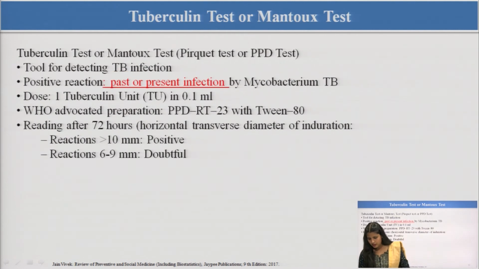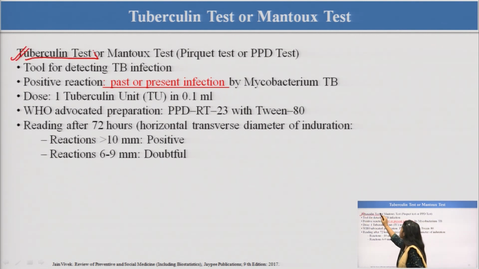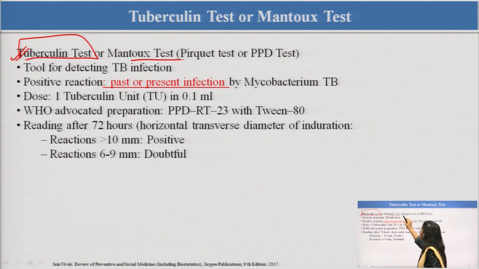Now what are the tests we are doing in TB? One of the tests is the tuberculin test. This is a screening test, the tuberculin or Mantoux test. So this test is showing a positive reaction. If the levels are, you can see the levels here, it will give 1 tuberculin unit, which is nearly 0.1 ml of this antigen.